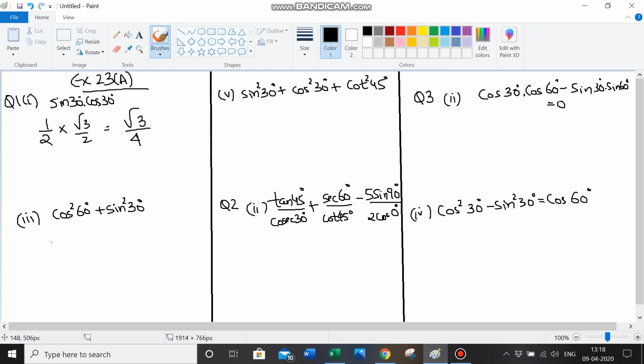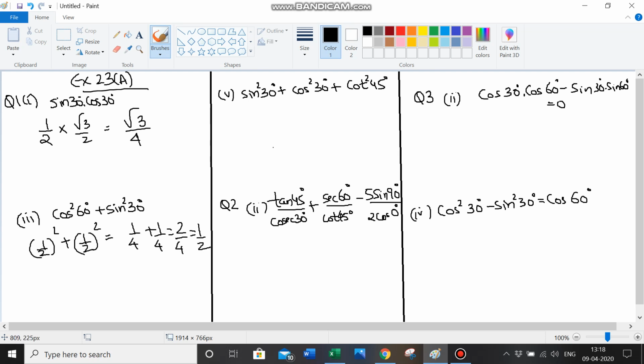Let's look at the third part, cos square 60 plus sine square 30. So cos 60 degree is equal to half, so this is half square, plus sine 30 degree is also half, so this is half square. So this is 1 by 4 plus 1 by 4, which is 2 by 4, which is equal to half.